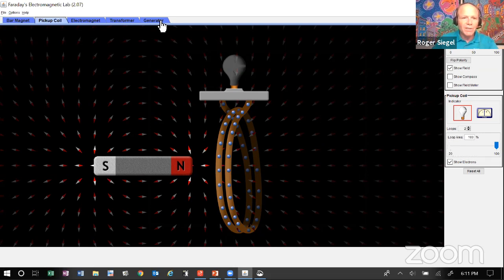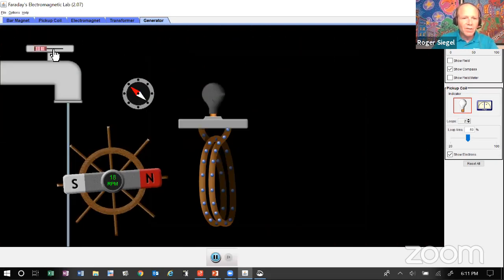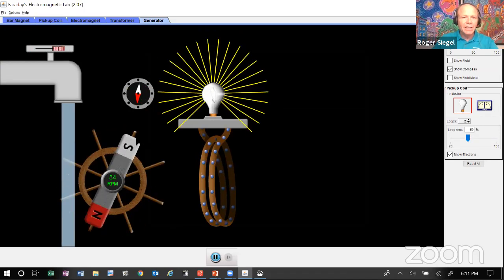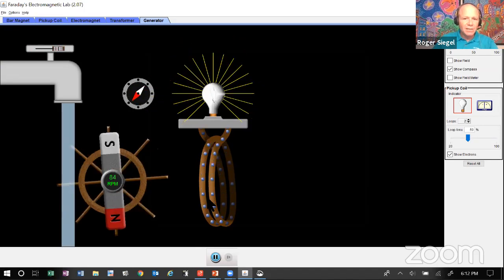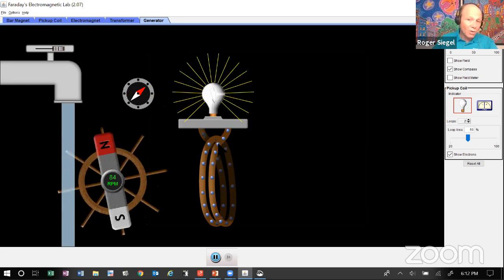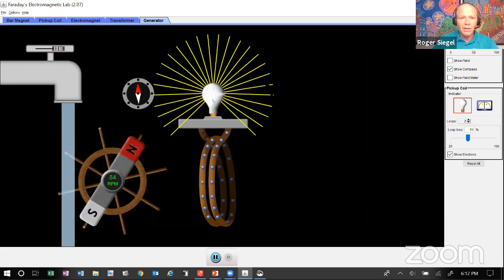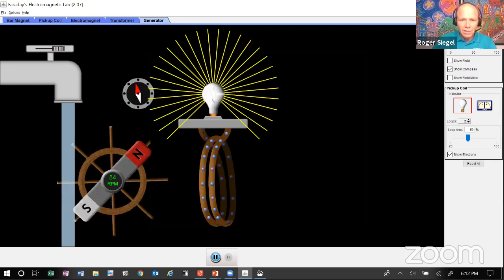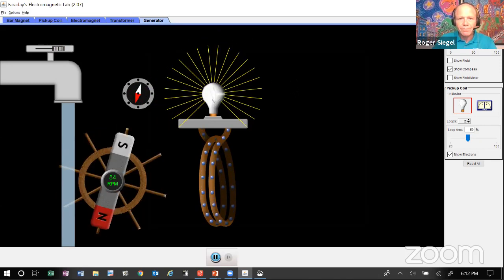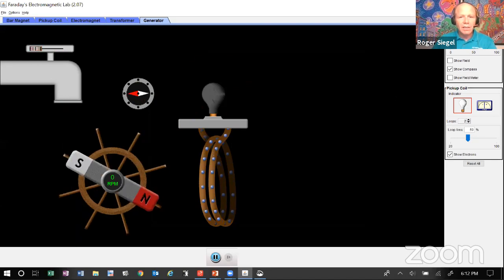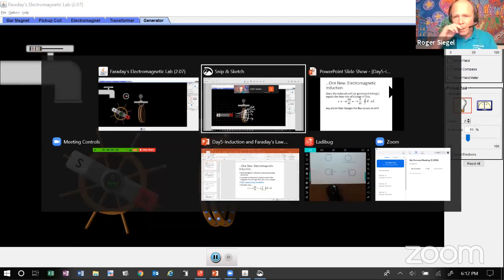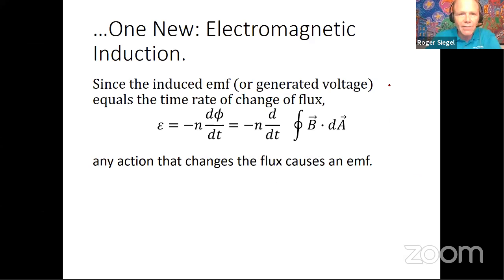Now, most generators actually have this kind of structure where we have a magnet that is spinning near a coil or inside a coil. And that is changing the flux, and that's what's causing our electric generation. All right. So let's go ahead and go back to our PowerPoint, and let's see what we have.